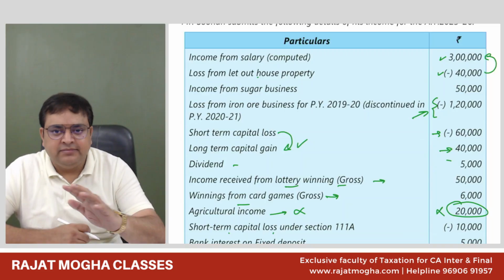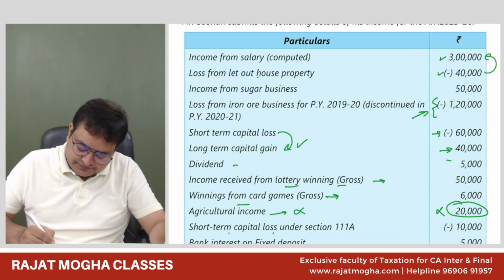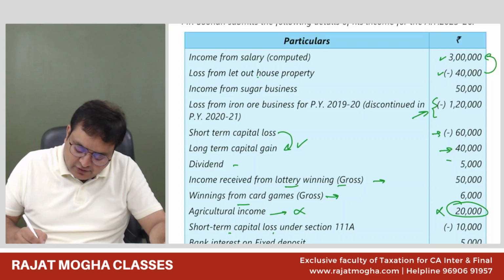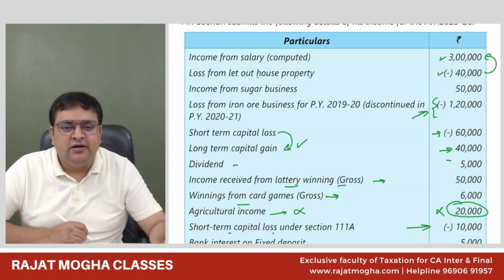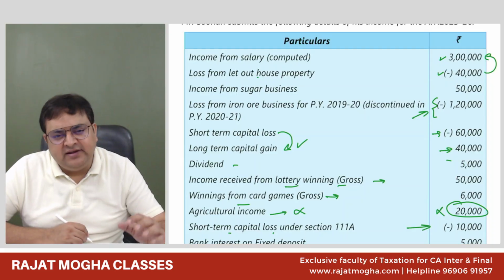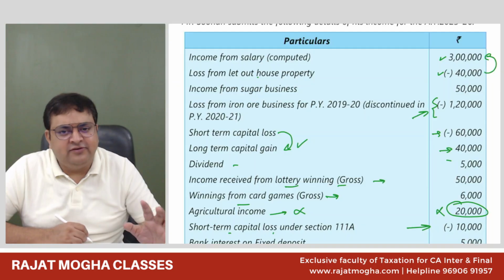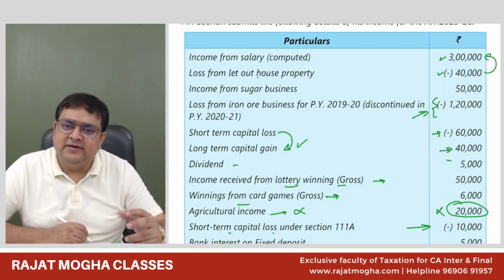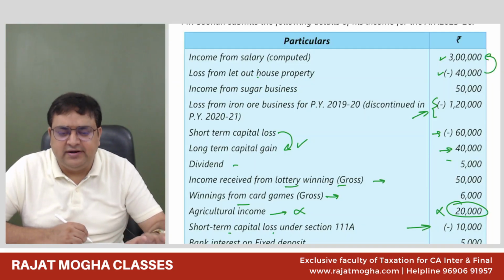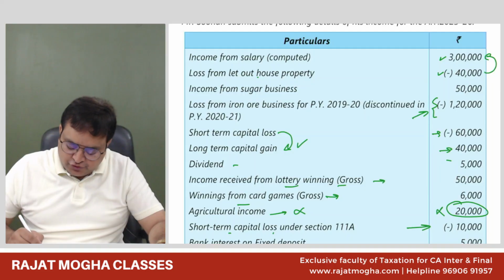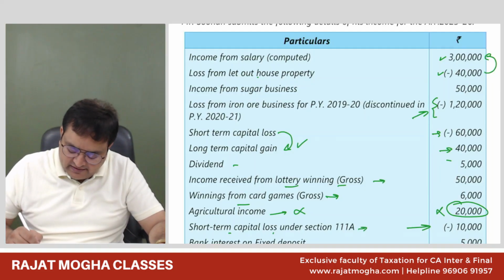Remember those steps? Now, short-term capital loss under section 111A. So it's a short-term capital loss again. Short-term capital loss can be set off from the long-term capital gain. Whether it is 111A or 112A does not matter. Just consider them as a short-term capital loss or gain, whatever it is. So short-term capital loss can be set off, and it's a current year loss.